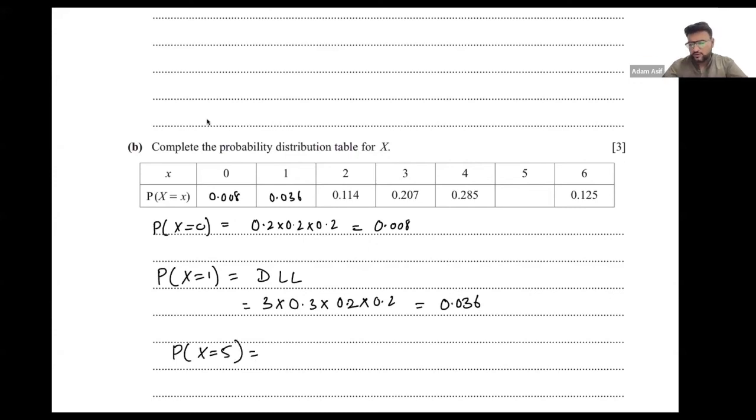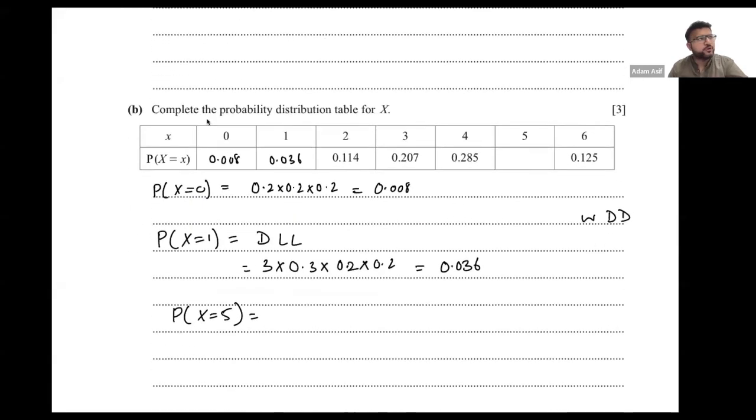Probability that x is 5. 1 win, 2 draws. On a win, how many points was he getting? On a win he was getting 2, so that would be 4 points. We need 5 points. 2 wins, 1 draw. Now the winning probability is 0.5. Drawing probability is 0.3, and this can be done in how many ways? 3. Oh, 0.225. That's our probability distribution table. Right.